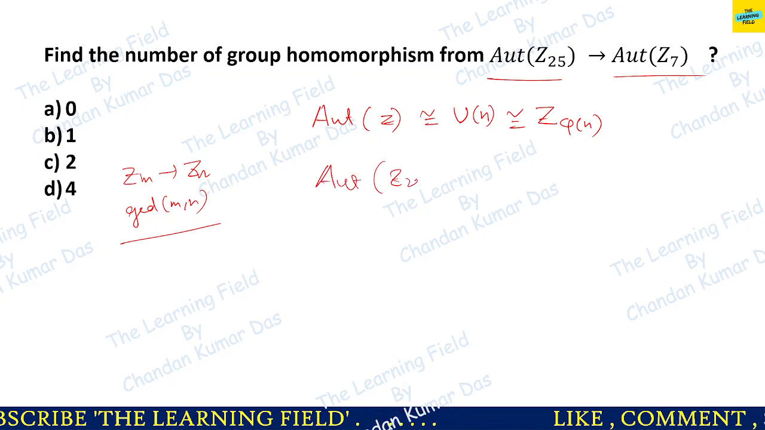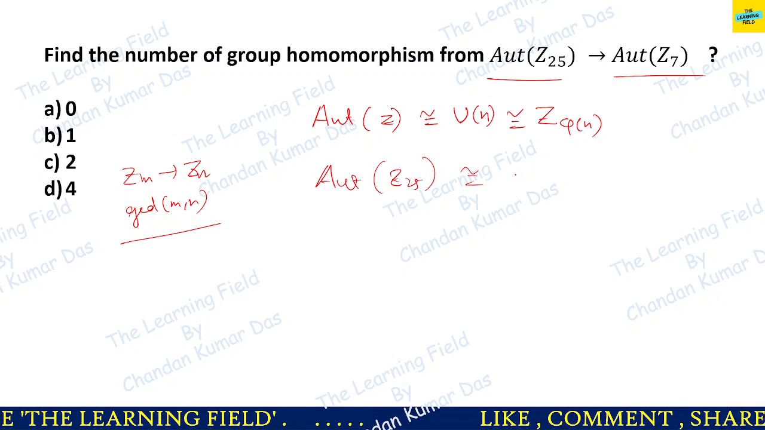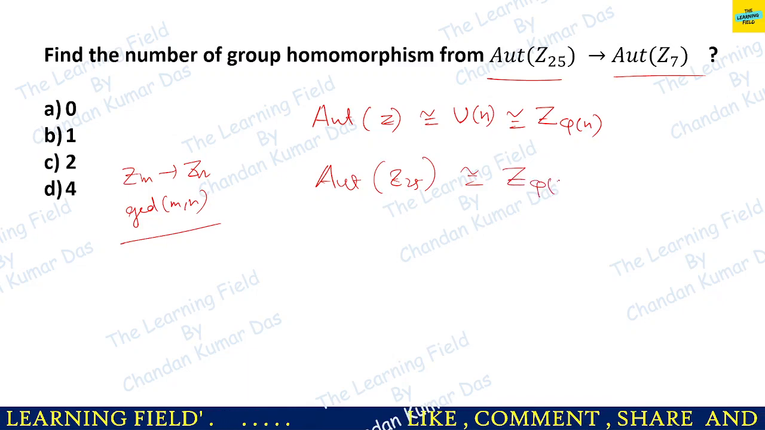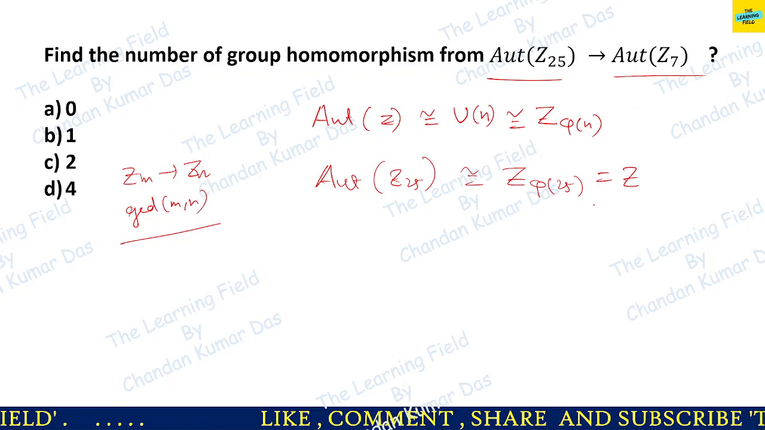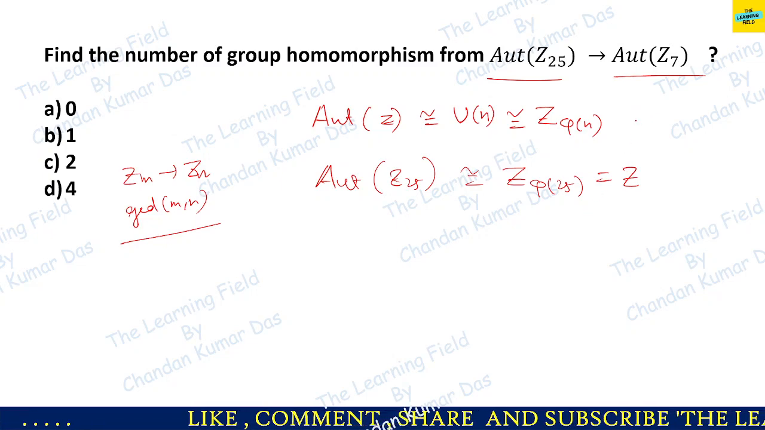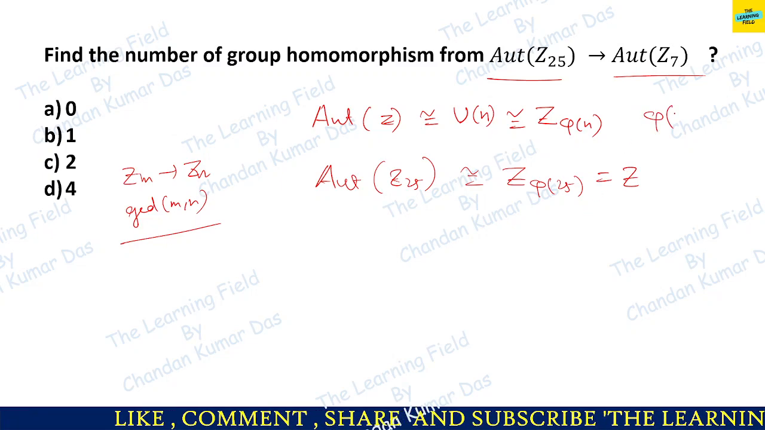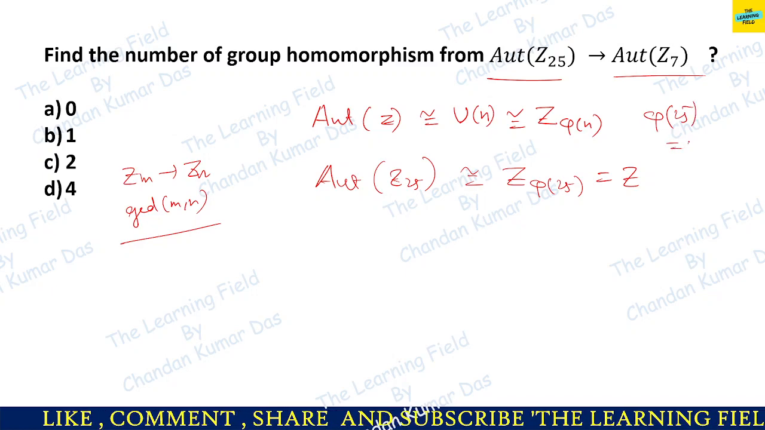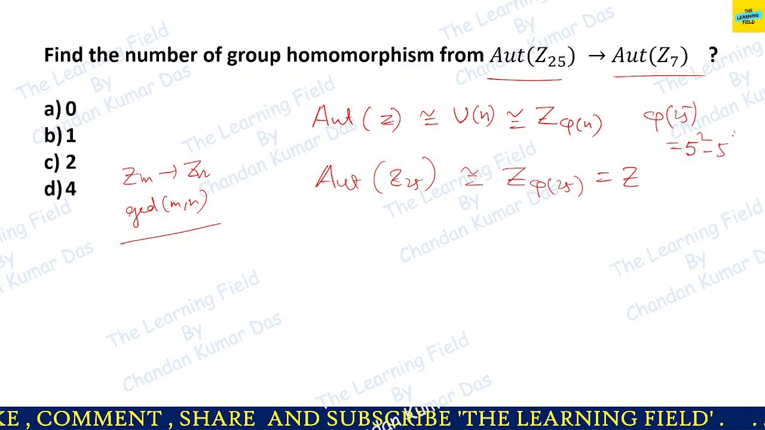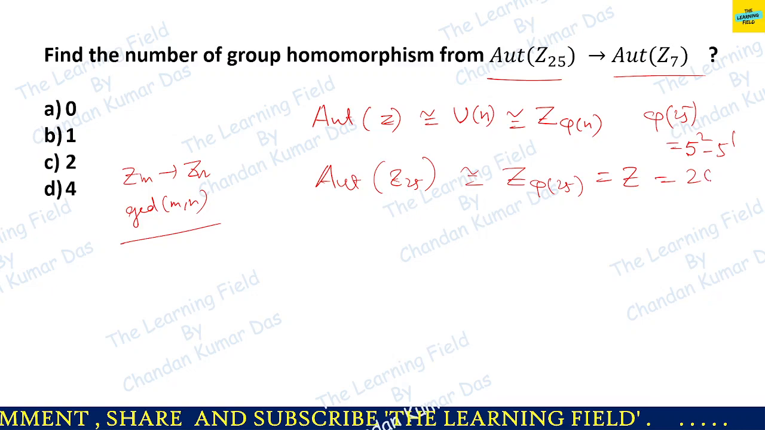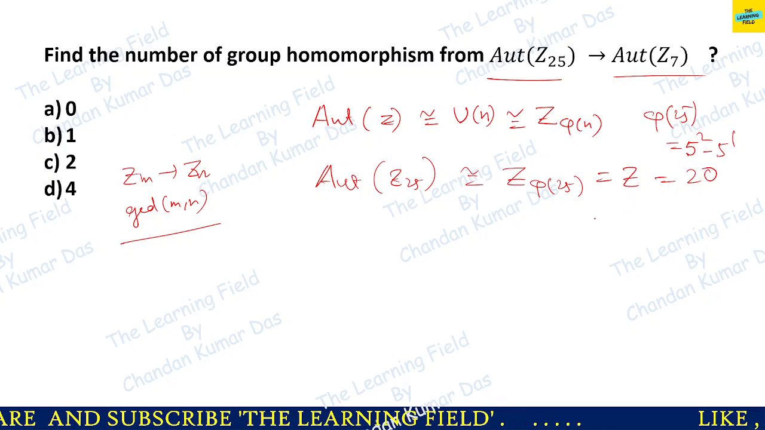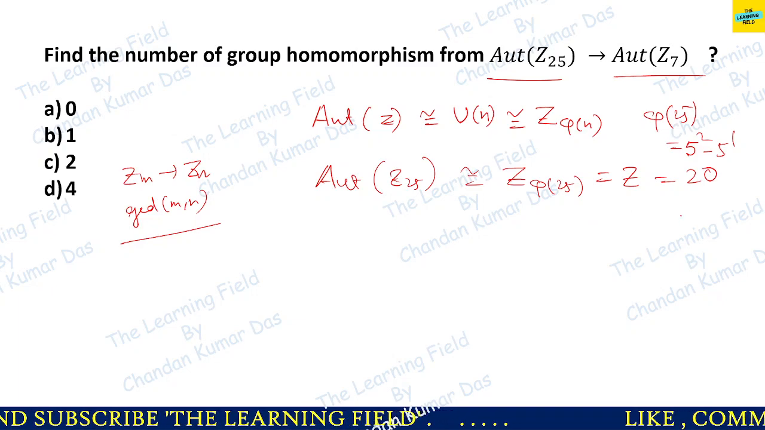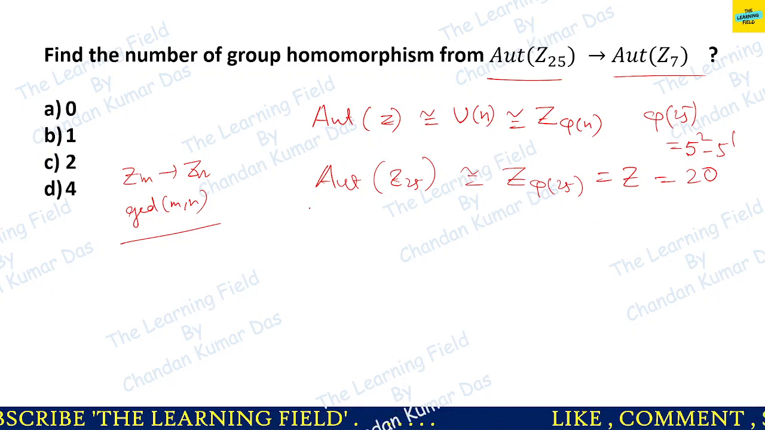Automorphism of Z25. So this is isomorphic to what? Z of phi 25. Okay, and Z of phi 25 means what? Phi of 25 means phi of 25. This is equal to 5 square minus 5 to the power 1. This is equal to 20, I think. And yeah, 20 and sorry, 5. Yeah, 20 and what?